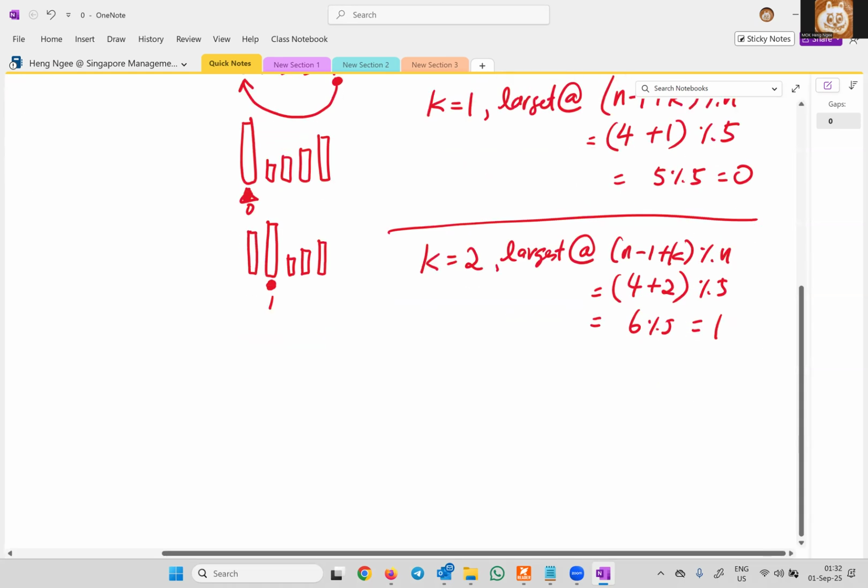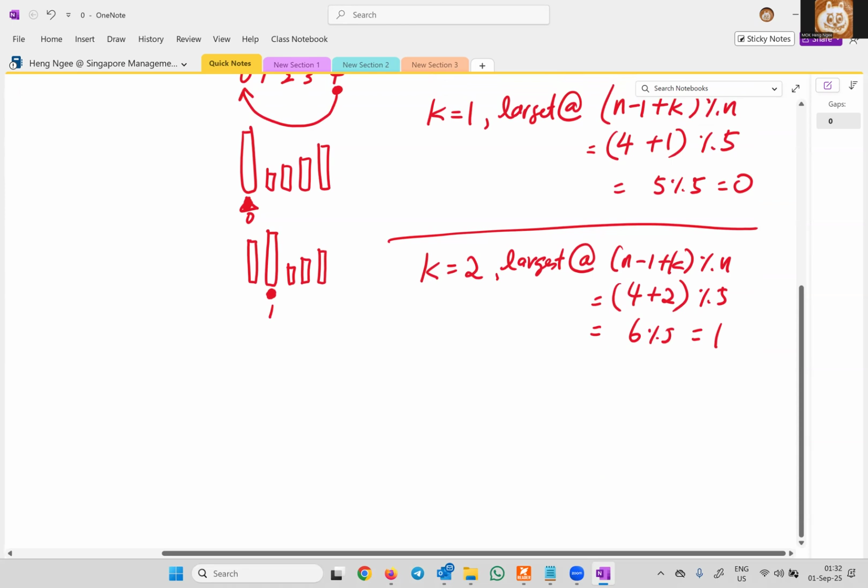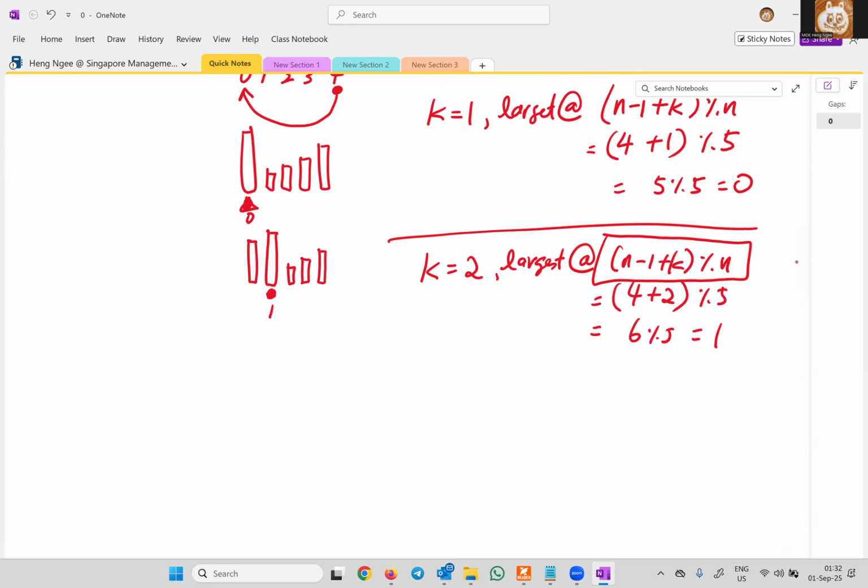So part A is actually quite simple. Basically, you have this formula. If you know the values for n and k, just plug in the values for n and k, and you get the position at which the largest element, or the peak, is found.